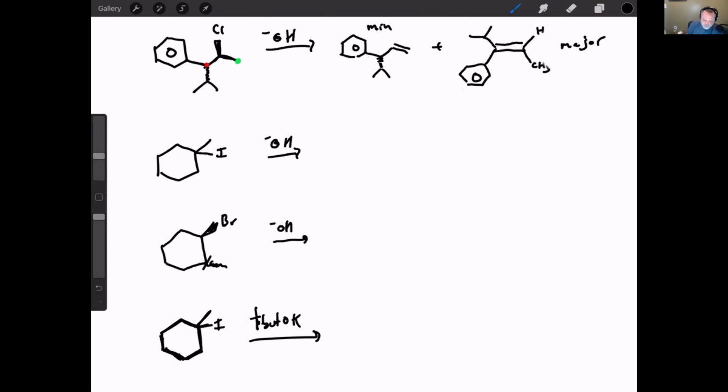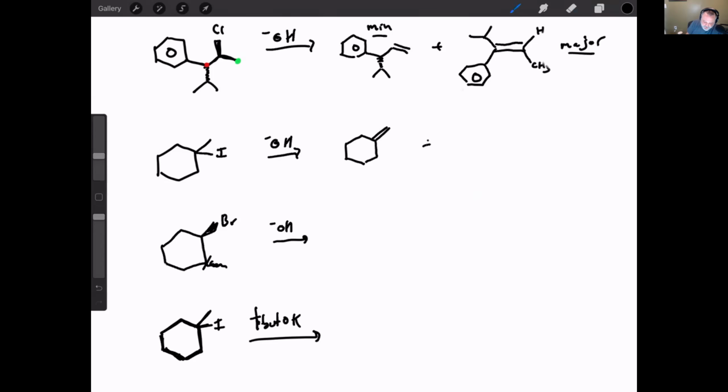All right, so let's take a look at this next one. It wants us to get the major and the minor product, and I'm going to stick with minor on the left and major on the right for the moment. Remember that the minor product for the small base will be the Hofmann product. In this case, the Hofmann product is the least substituted alkene, so that's going to be the answer for the minor product.